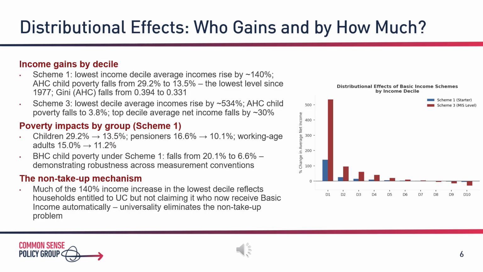The non-take-up explanation is important for interpreting these results honestly. The 140% income increase in the lowest decile is not entirely a reflection of the basic income payment itself. A substantial part of it reflects the elimination of the non-take-up problem.